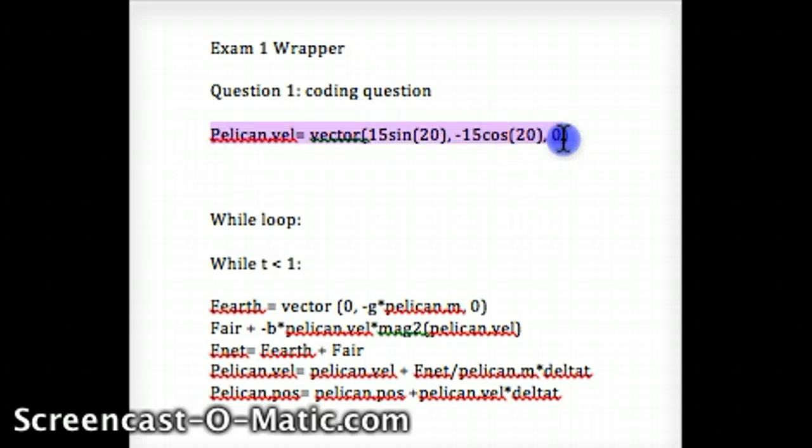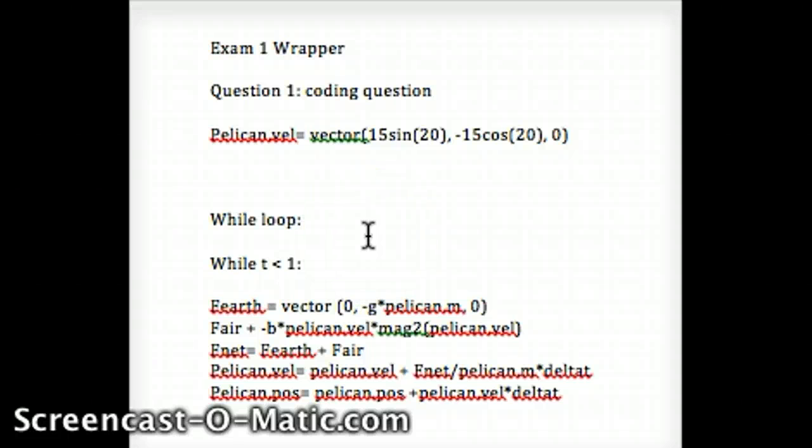In order to find this, you're going to want to look at the picture and find the x component and the y component of the velocity, as those are the only two changes in coordinate. So for the x component, we know that the pelican is entering the water with a speed of 15 meters per second. So the 15 meters per second would go here.